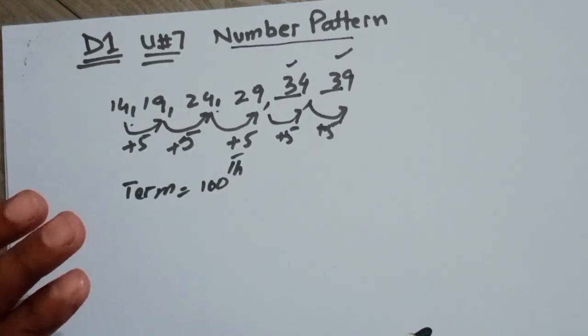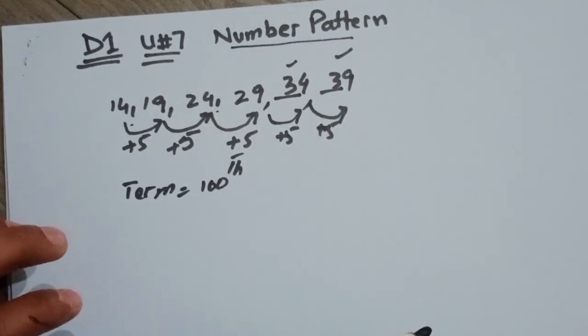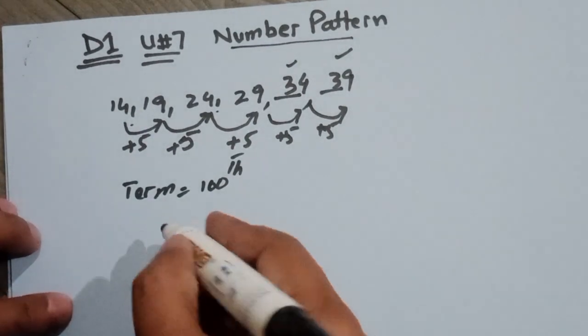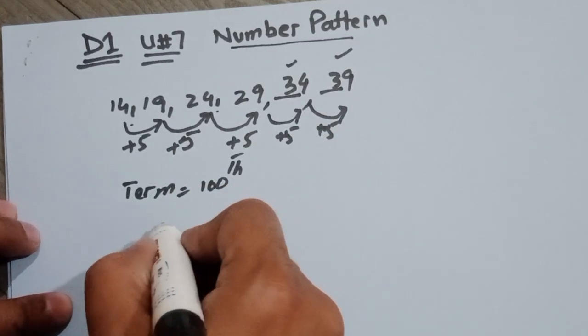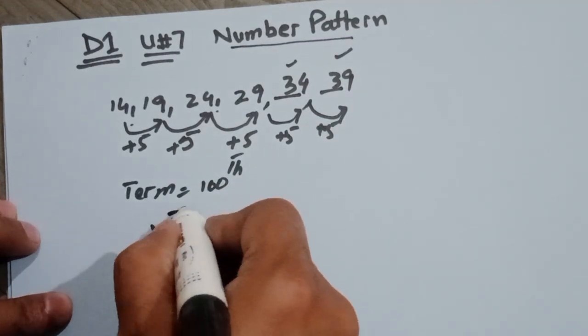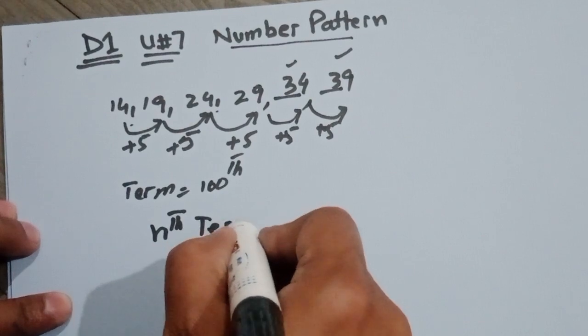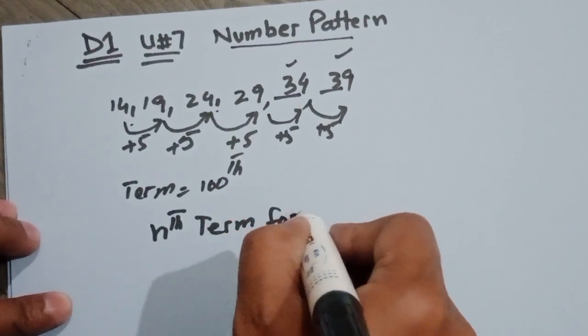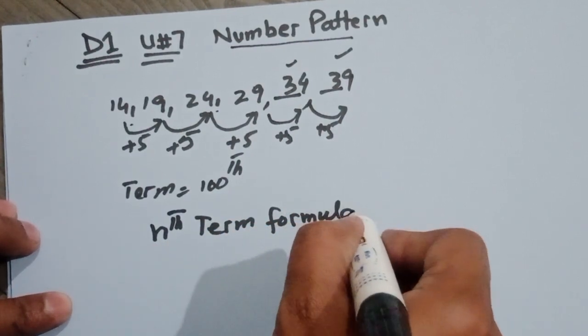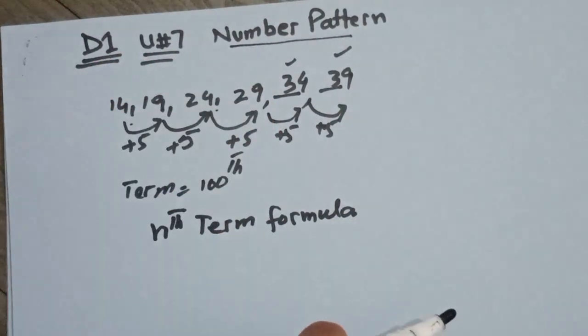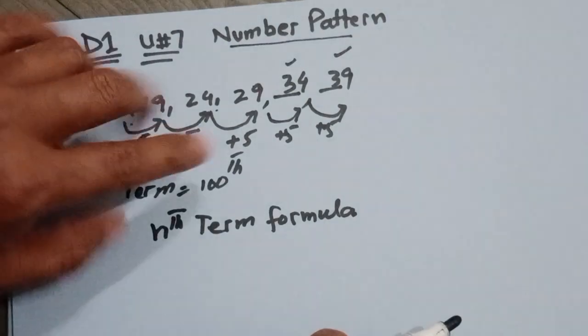So to get rid of this problem, we do one thing. We calculate the nth term formula for that particular sequence. And what is the nth term formula? The nth term formula is a formula for that pattern, a formula which will provide you these numbers.